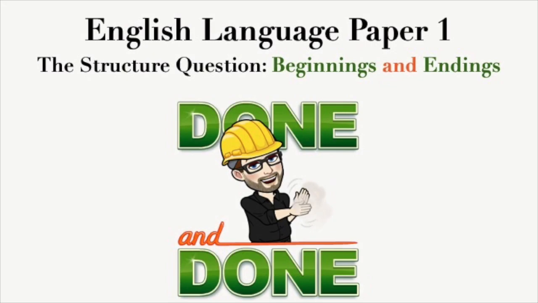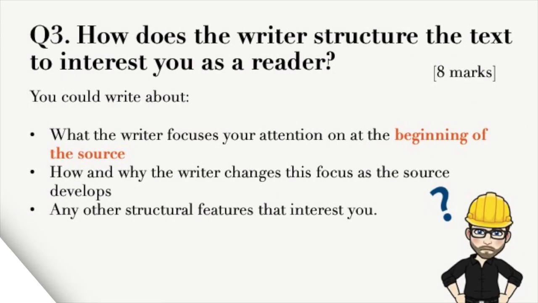Today we're going to be looking at the structure question for English Language Paper 1, question 3, and we're going to be focusing on beginnings and endings, thinking about how writers structure beginnings and endings of their text for prescribed effects, and also about how examiners edit texts to make sure that there is a specific effect there as well.